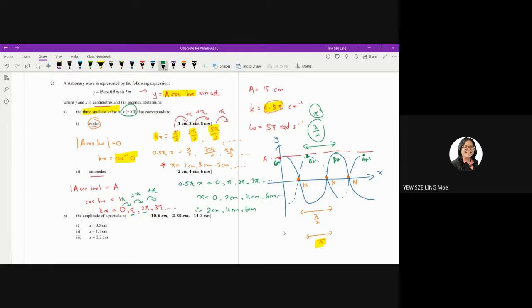Kenapa kita tambah pi? Kenapa kita tambah lambda over 2? It's all because of the diagram. So the first thing you have to know is the diagram. Where is the node? Where is the antinode? So you look at the position. If the question gives you the value in terms of lambda, then for every node, you just keep adding lambda over 2, lambda over 2, lambda over 2.